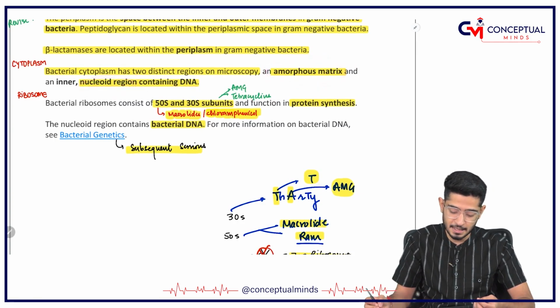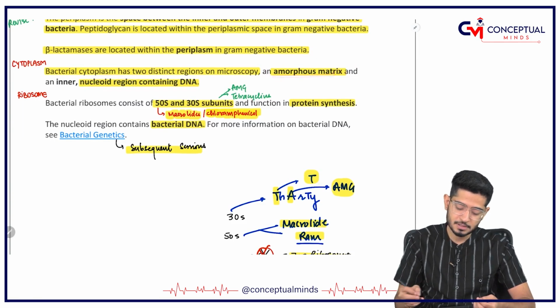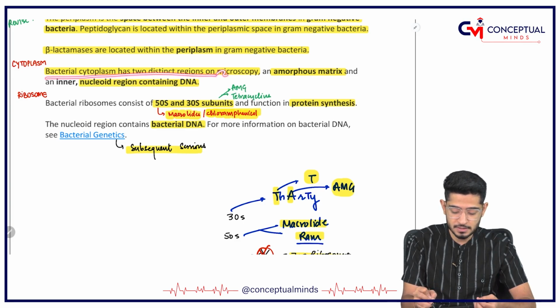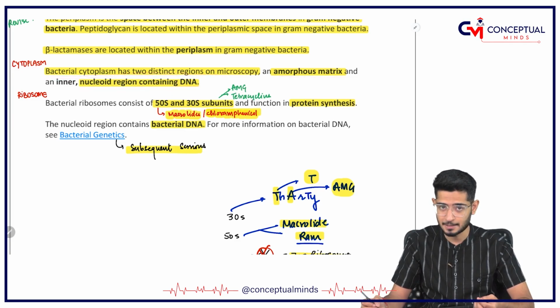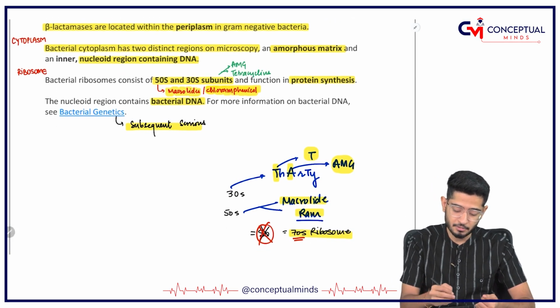Nucleoid region has the DNA, whereas amorphous matrix is present in the cytoplasm. So bacterial cytoplasm has two distinct regions, amorphous matrix and the nucleoid region which contains DNA. Got it? Coming on to the next part, ribosomes.